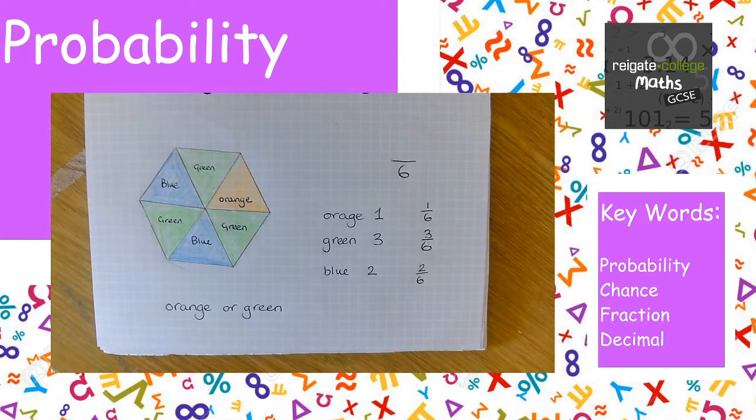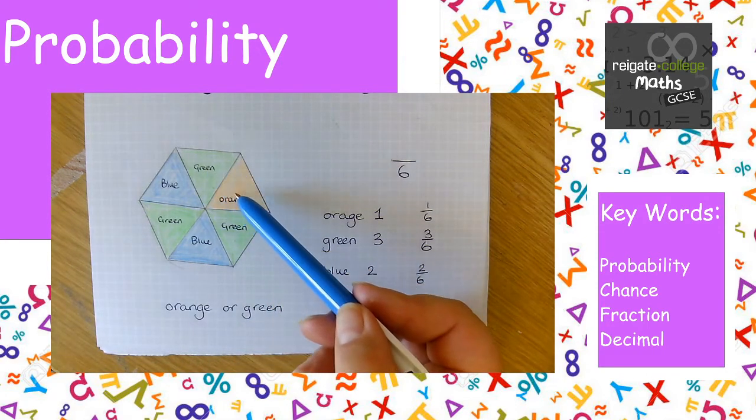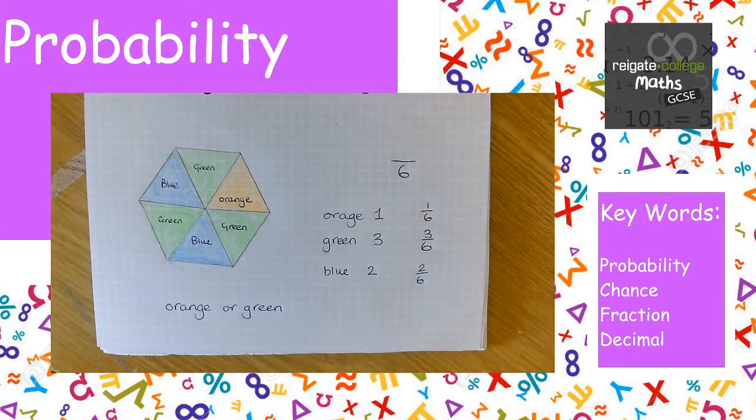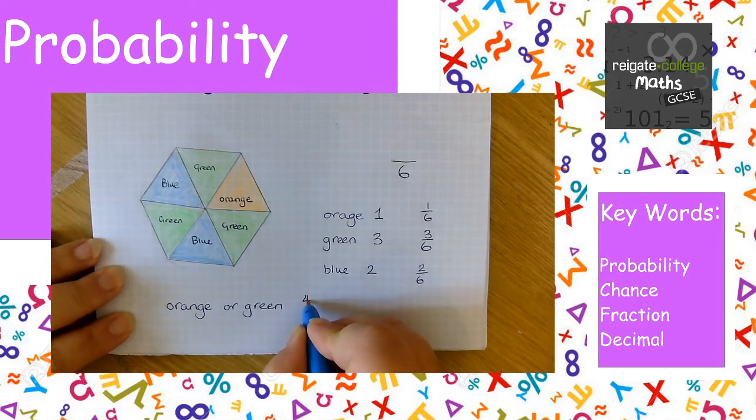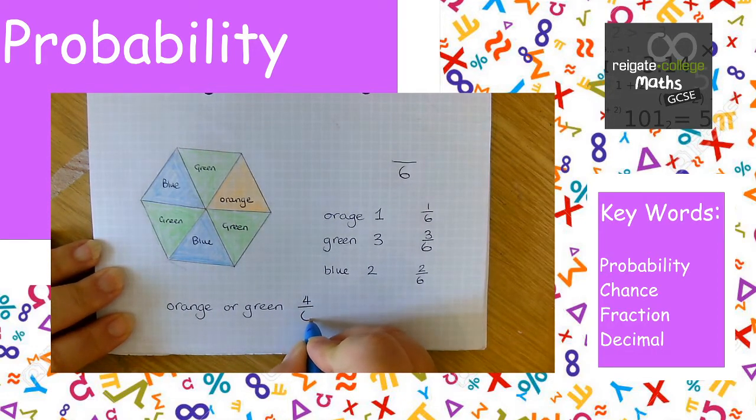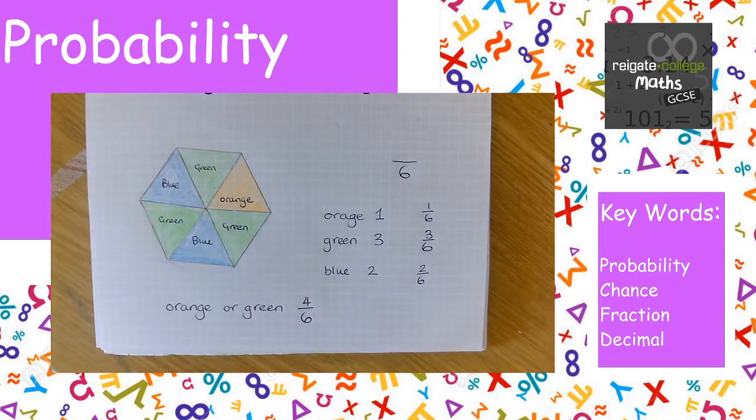I can combine probabilities. If I asked for the probability of spinning my spinner and an orange or a green coming up, I'd combine my colours. I have 3 green, 1 orange, so that's 4 possible colours out of a total of 6. My probability of an orange or a green is 4 out of 6.